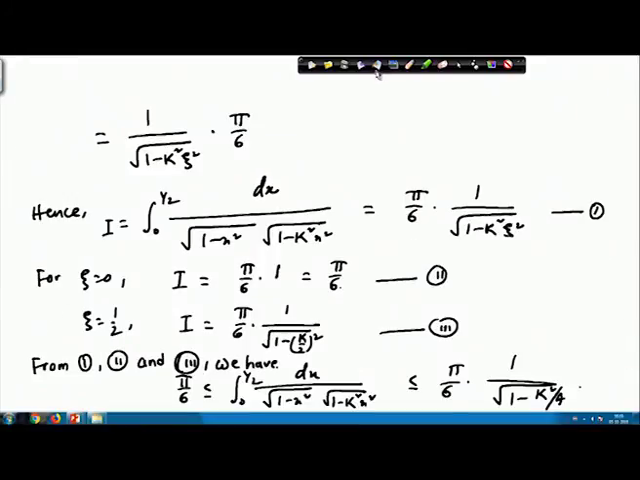So with the help of the first mean value theorem, we are able to show that this integral is bounded between these two values. And we will look into, in the next class probably, one application of the second mean value theorem, and then we will move to the reduction formula.